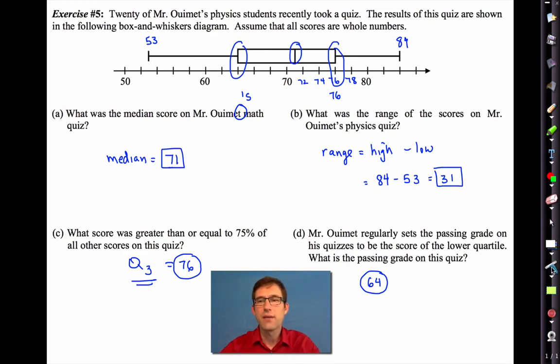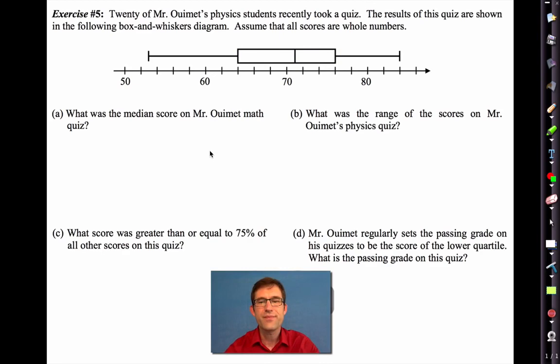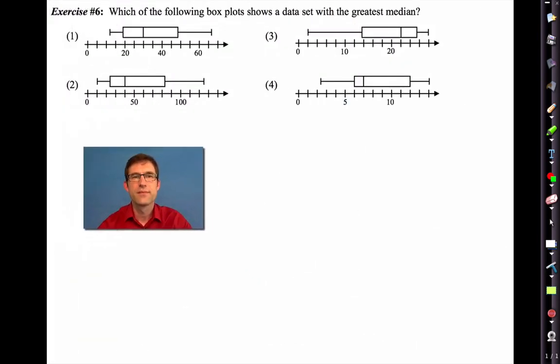Okay, I'm going to clear this out, so write down what you need to. Okay, here it goes. Let's do one last problem. Exercise 6. Which of the following box plots shows a data set with the greatest median? All right. Now be careful because each one of these has a different scale on it. So pause the video now and try to figure out which one has the greatest median.